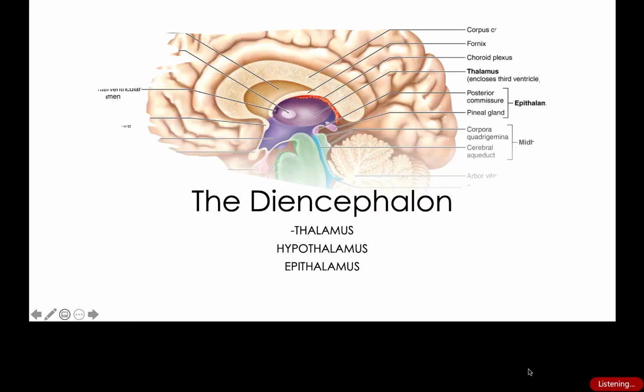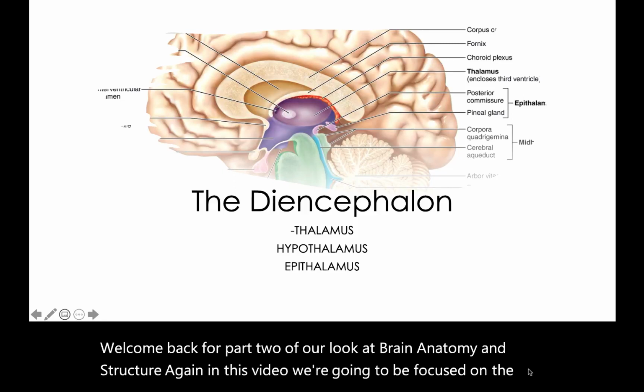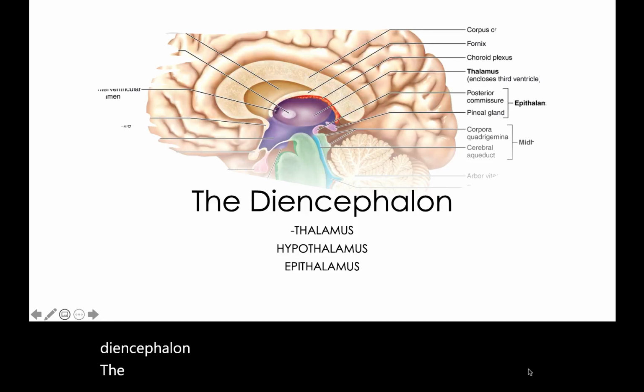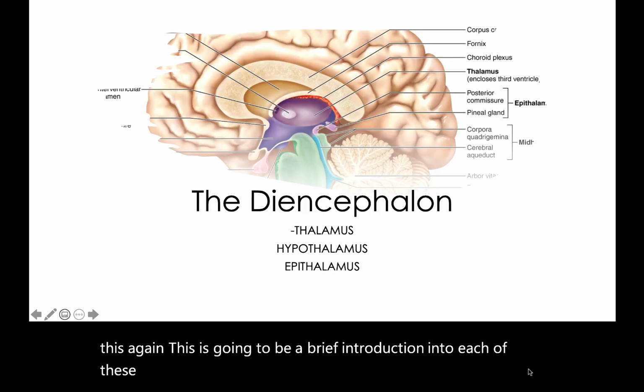Welcome back for part 2 of our look at brain anatomy and structure. Again, in this video, we're going to be focused on the diencephalon, the brainstem, and the cerebellum. And so let's go ahead and do this. Again, this is going to be a brief introduction into each of these areas. We're going to start with the diencephalon.